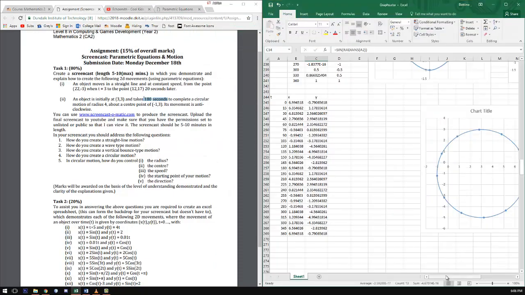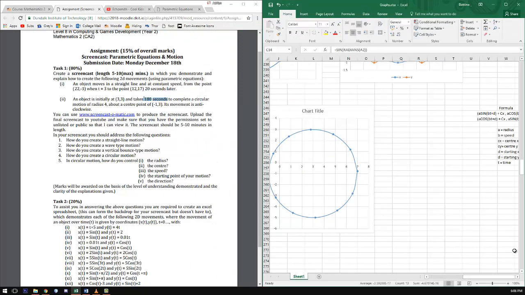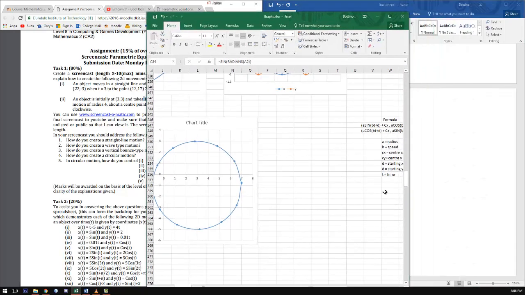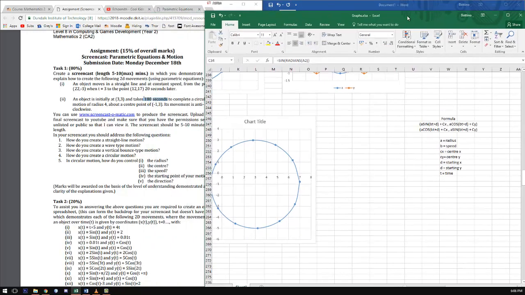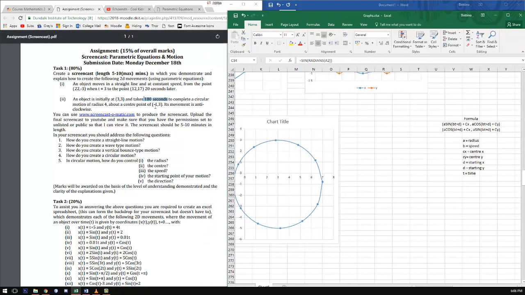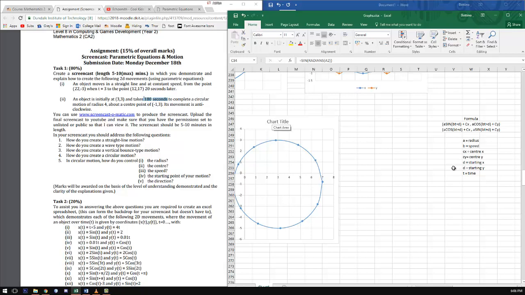And then we are given cx, which is the center x variable, and the center of this movement is -1 in the x variable. And then cy is the y variable, which has got to be 3. Then we have dx and dy, which is the starting point, and it initially starts at 3, so d is going to be always the same, 3. And then we have time.